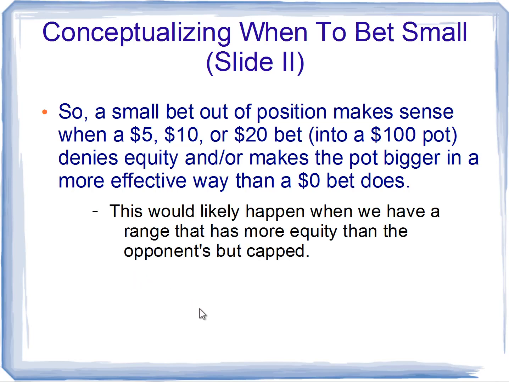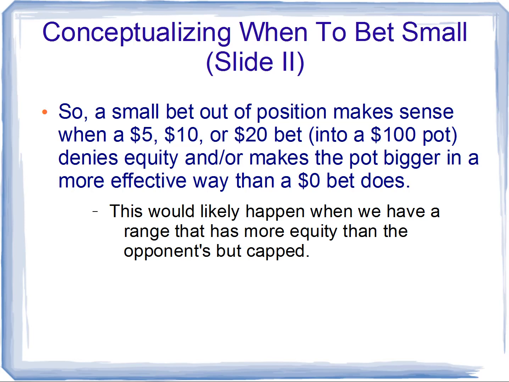All right. So this would likely happen when we have a range that has more equity than the opponent's, but our range is capped. In other words, the average hand strength in our range is higher than our opponent's, but the distribution of that equity is bad in the sense that we don't really have any really good hands. Another way to look at it: imagine our opponent has lots of top pair and bottom pair hands, whereas we have lots of middle pair hands. If that's the case, we could have more equity than our opponent.